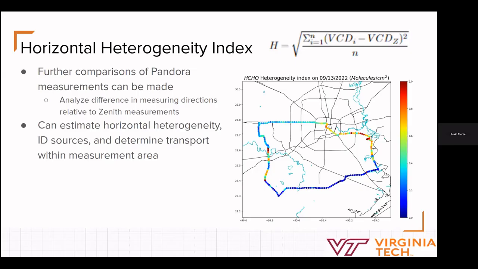Looking back, the center of the city, the coast of Galveston Bay, and the industrial sites along Buffalo Bayou show much higher values of the heterogeneity index. So by incorporating this index along with the column to surface ratio and analysis of the differences between the measuring directions themselves, we can ultimately pinpoint where these sources are located that are affecting these differences in measurements and determine transport patterns within these areas.